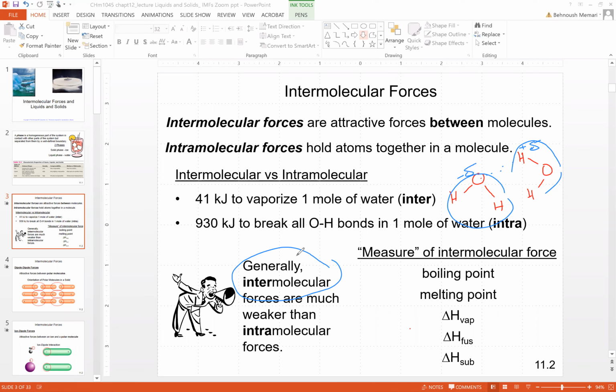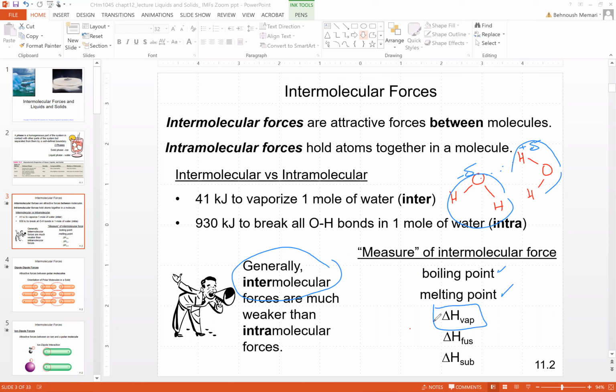Intermolecular forces of a compound are responsible for its boiling point. So a physical property of a compound depends on the strength of its intermolecular forces. The melting point of a substance depends on intermolecular forces, in a way that if you have stronger intermolecular forces, the boiling point would be higher. Weaker intermolecular forces, the boiling point would be lower. Same thing for melting point.